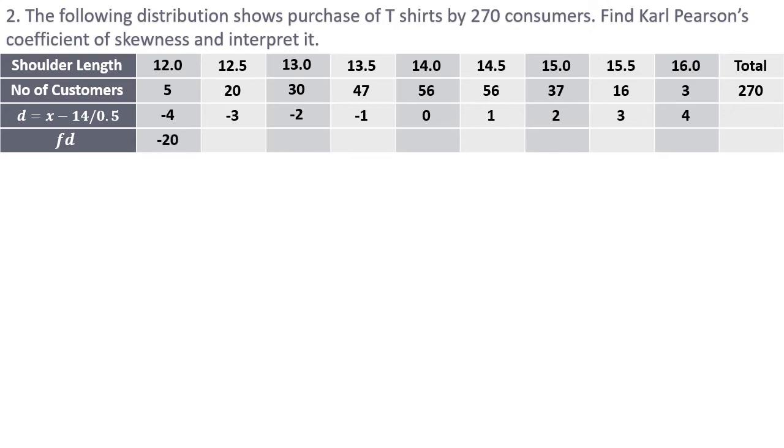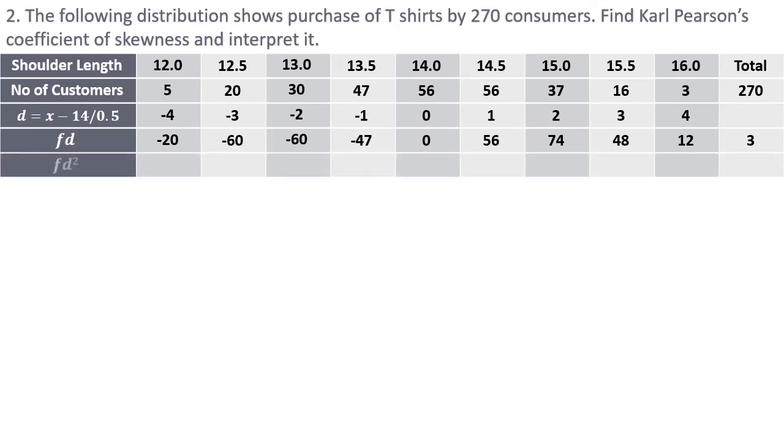So 5 into negative 4 is negative 20, 20 into negative 3 is negative 60, 30 into negative 2 is negative 60, and so on. So multiply these values and you will get these answers. If you get these answers, then your answers are right. And next we need to make a total of these values, because these values will be used for the calculation of mean. So the total of the FD row is 3. So 3 will be used in the mean.